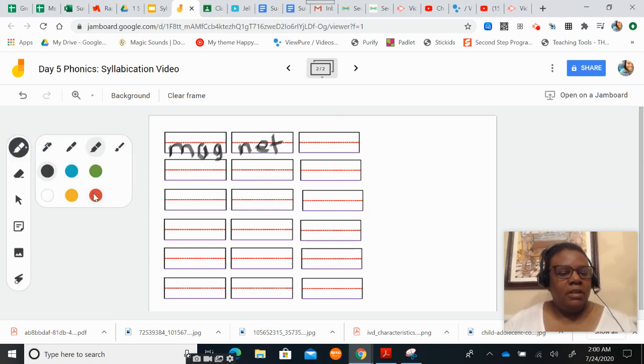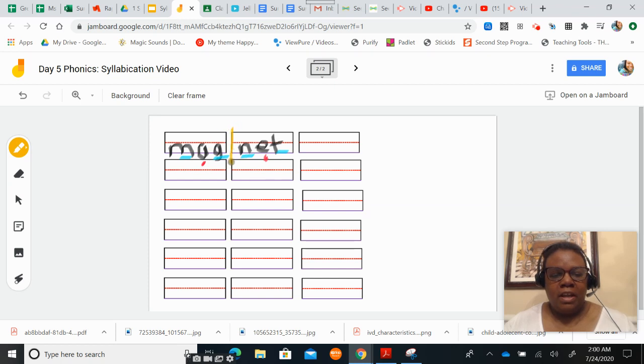So I'm going to spot and dot my vowels. I have an A here, and I have an E here. And then I'm going to underline all of the other letters, which are the consonants. And then I'm going to divide this word right down the middle. Magnet. And then you're done.